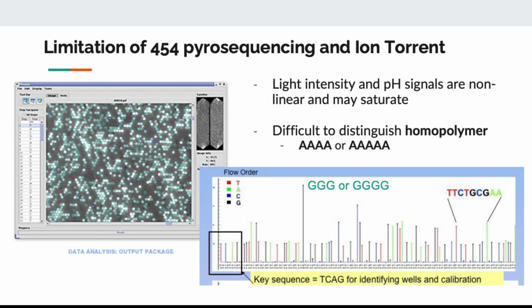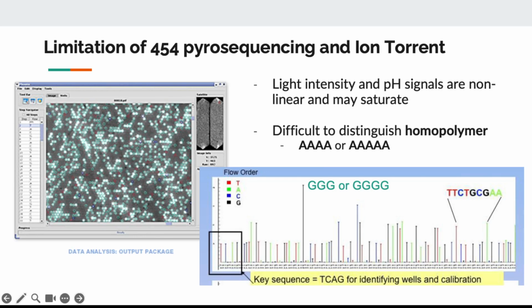The problem with these two techniques is that when you monitor light or pH, the signal is not linear. Right? If you get G incorporated twice, you are not guaranteed to see twice as bright light or twice the difference in pH. So when you have a repeat of the same nucleotide in your sequence, there can be a problem. You don't know whether a signal that's higher than the other corresponds to 3 Gs or 4 Gs, because the signal can be very similar. We call this problem homopolymer.